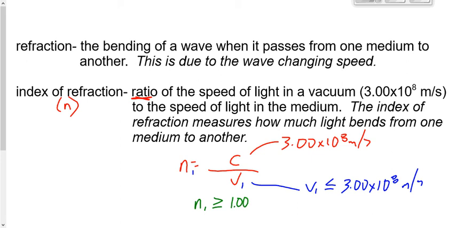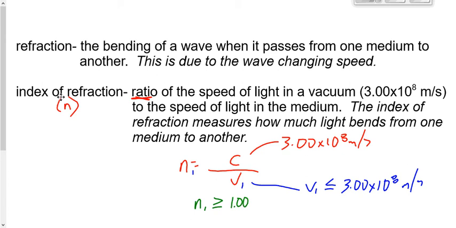What are the units here? What are the units for index of refraction? C over v. Speed of light divided by the speed of light in the medium. Meters per second over meters per second, which cancels, which means there are no units. We say it's a dimensionless quantity. There are no units associated with it.